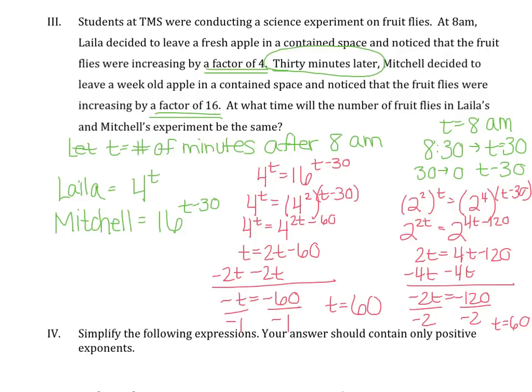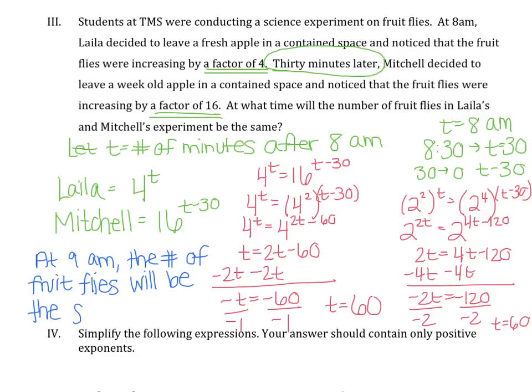So in the end, we're going to write our therefore statement. So t equals 60 is 60 minutes after 8 a.m., which is 1 hour. So at 9 a.m., the number of fruit flies will be the same in each experiment.